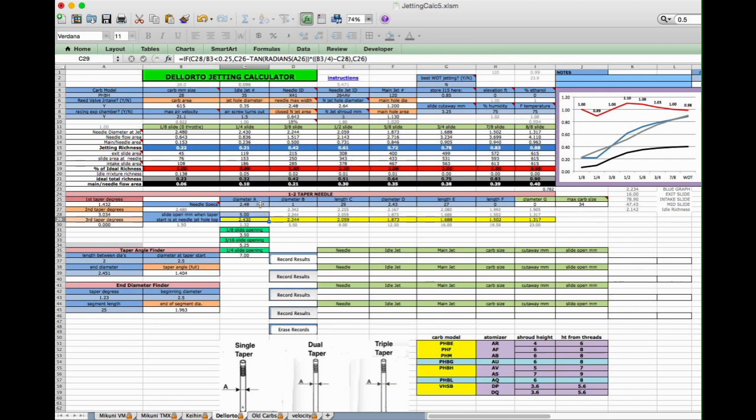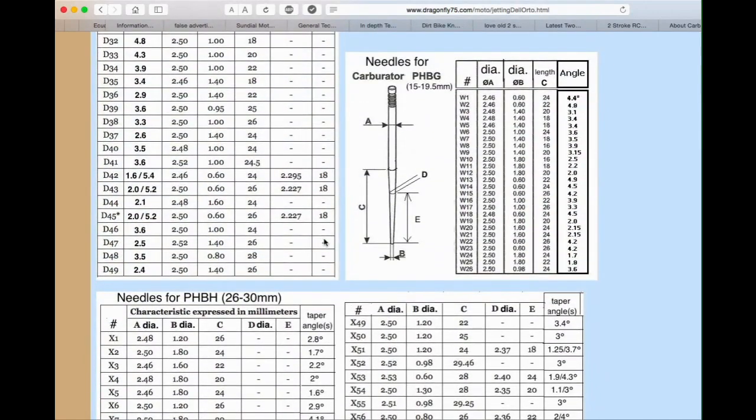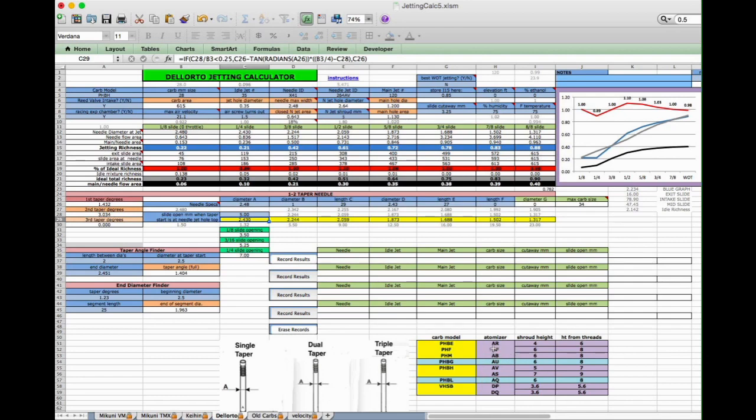and unfortunately I couldn't find a needle that goes very much lower than that, so we're going to have to put a larger needle jet in it, which will also, on this page it shows right here what they call the needle jet, an atomizer. So on the PHBG it uses an AU. There might be others that fit it also. This is not complete.